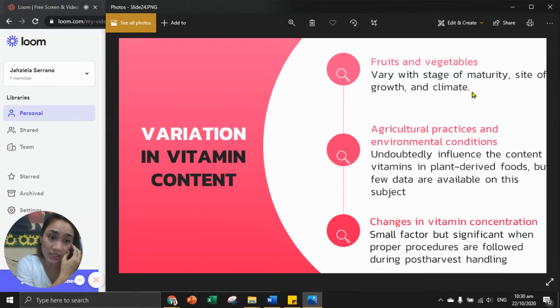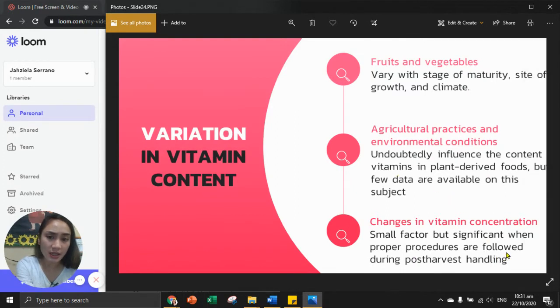So next is agricultural practices and environmental conditions. So ito yung kaninang na-discuss natin. So depende undoubtedly the influence, the content of vitamins sa mga plant-derived fruits, but only few data are available on this subject. So dun sa first natin, mas maraming data about this compared to the second one.